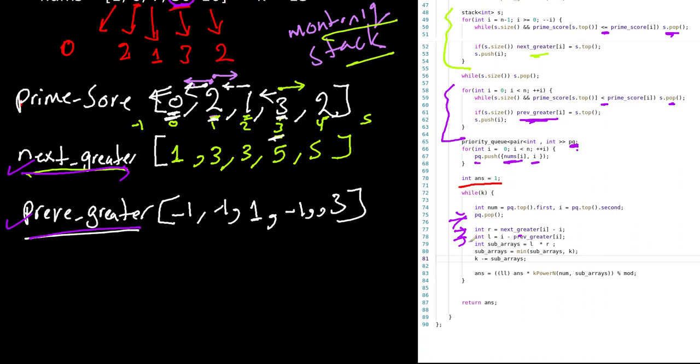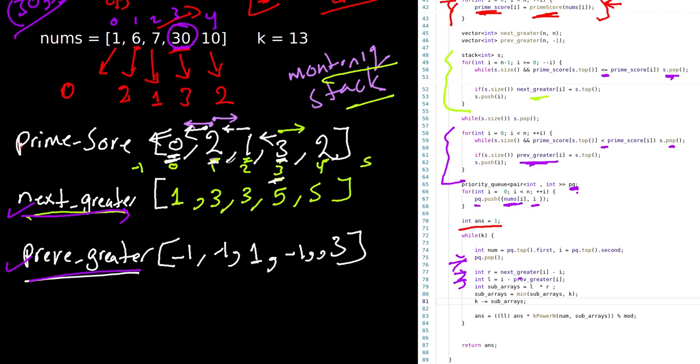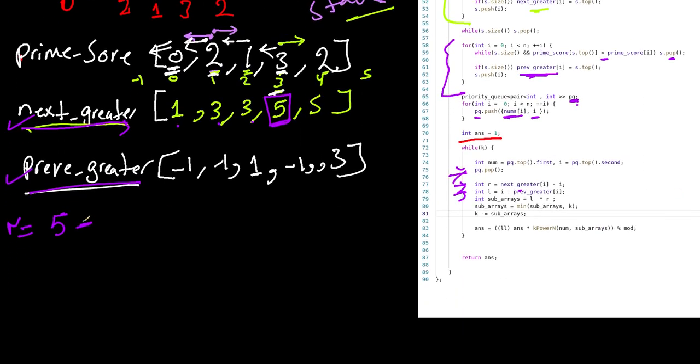Now what is the next greater element for 30? 30 is at index 3, so 0 1 2 3. The next greater element is 5. So R equals 5 minus the current index, which is 3, the index of 30, which equals 2.